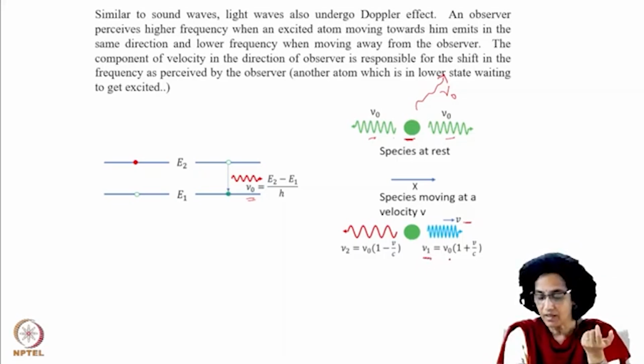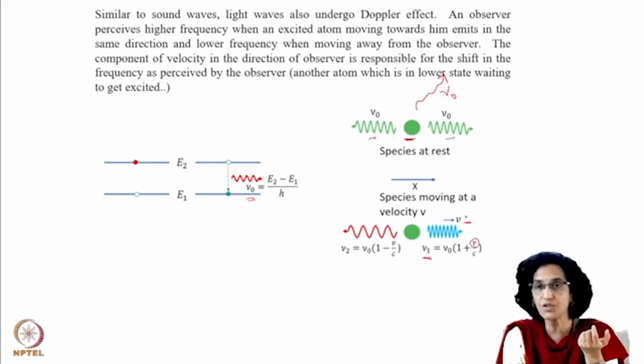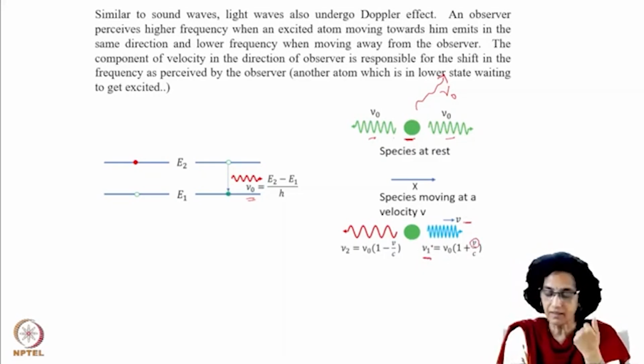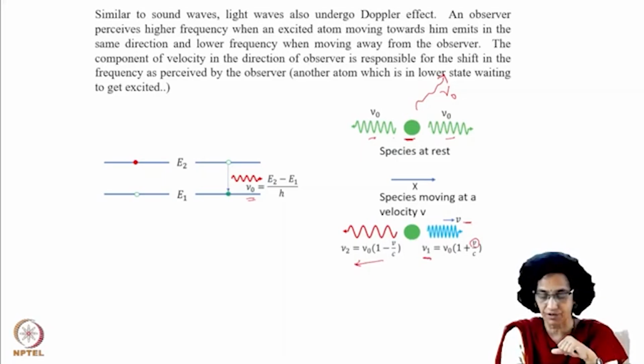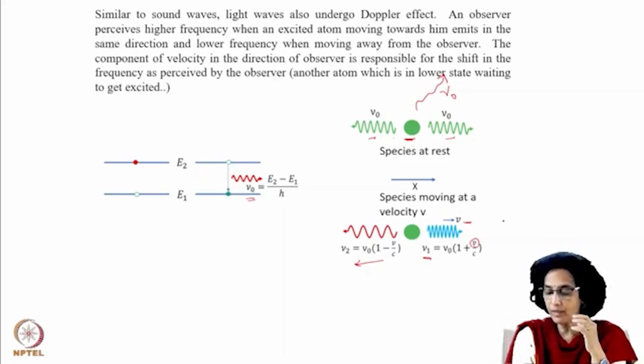This nu one is equal to nu zero into 1 plus v by c, where v is the component of velocity in the direction it is moving. Similarly, if the molecule is moving in the positive x direction with a velocity v but it emits in the negative x direction, then how will it be perceived by an observer here?